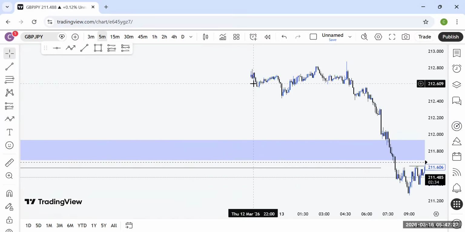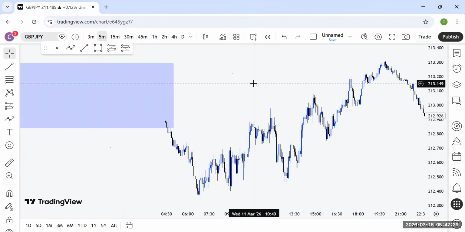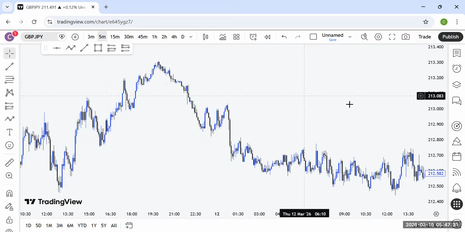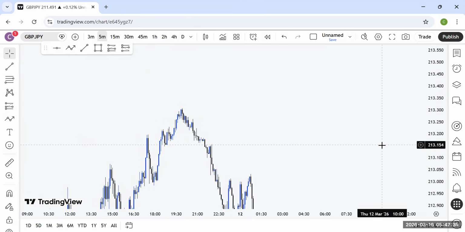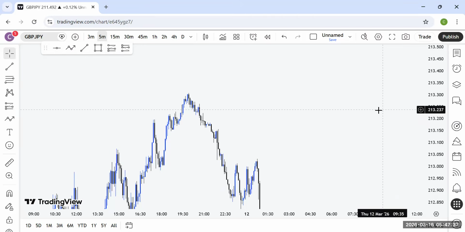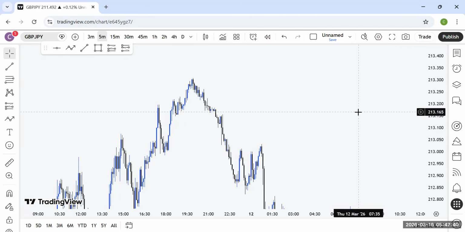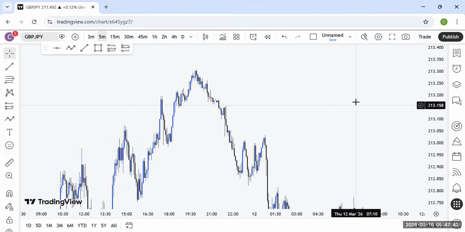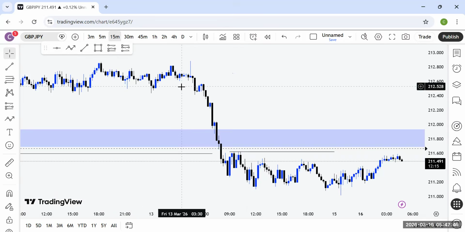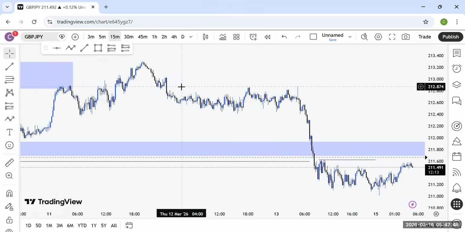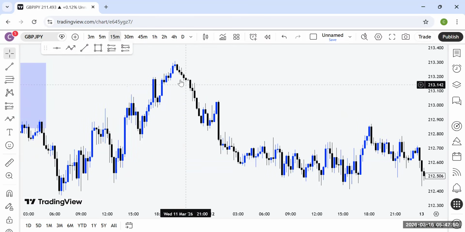So I used 5 minutes, because I saw a clear structure on 5 minutes. So I have to use it like that. Okay, I think it's this one. Where is the structure? Oh, okay, it was even a miss entry. Let's go to the 15 minute and look for a continuation entry, because this first one was a miss entry.